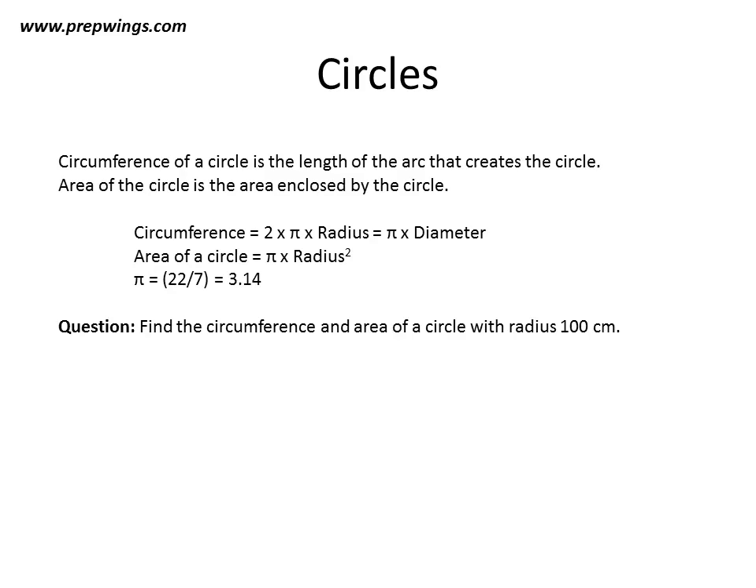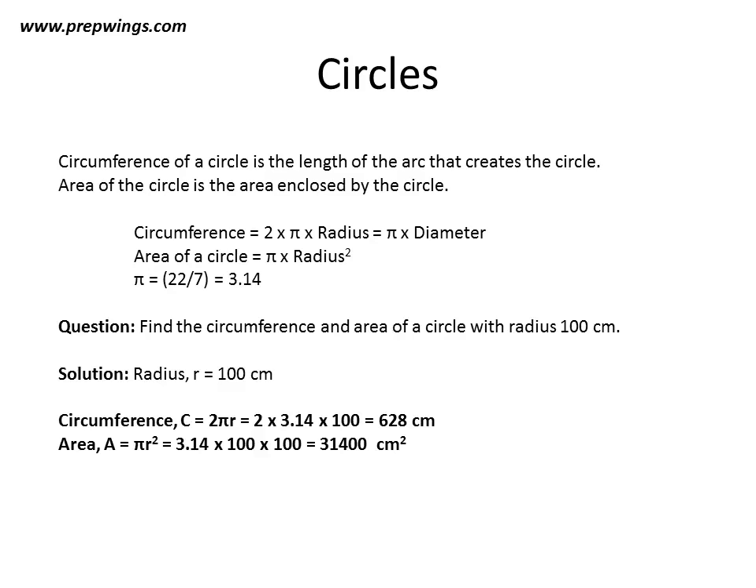Now the question over here asks us to find the circumference and area of a circle with radius 100 centimeter. So radius is 100 centimeter. That means r is equal to 100 centimeter over here. Circumference is equal to 2 pi r, which is 2 into 3.14 into 100, which is 628 centimeter. That is the circumference. Area is pi r square. That means 3.14 into 100 into 100. That means it is 31,400 centimeter square, the area.